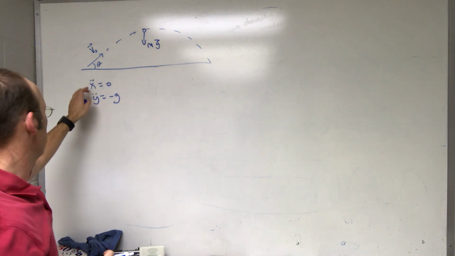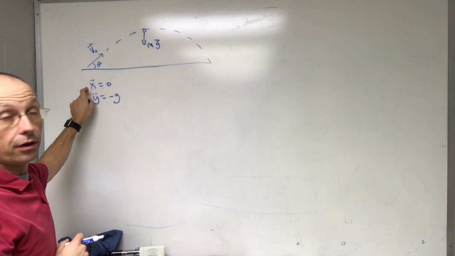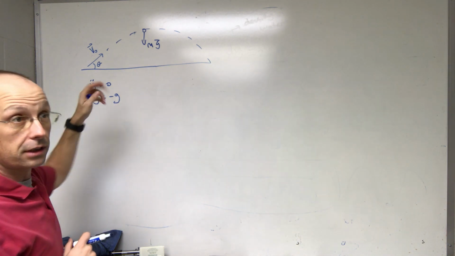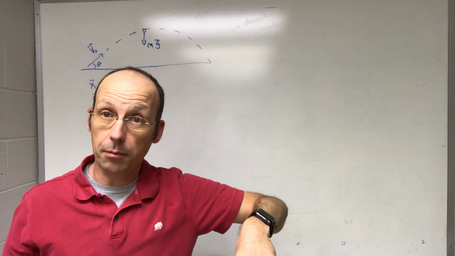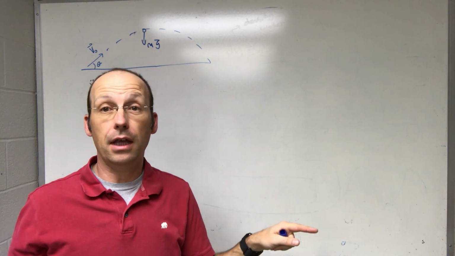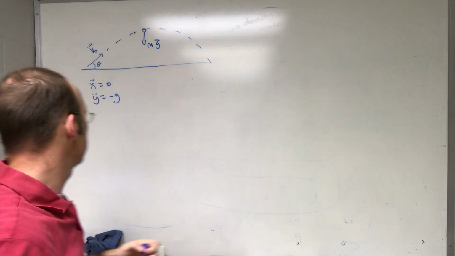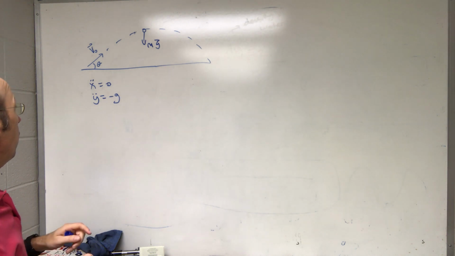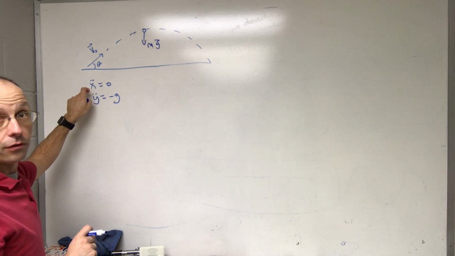And again, the double dot means second derivative, or the acceleration. So it accelerates in the y direction at negative 9.8 meters per second squared. The acceleration in the x direction is 0. Okay, now let's start with the x motion first.